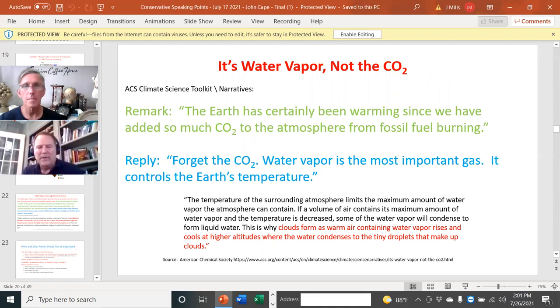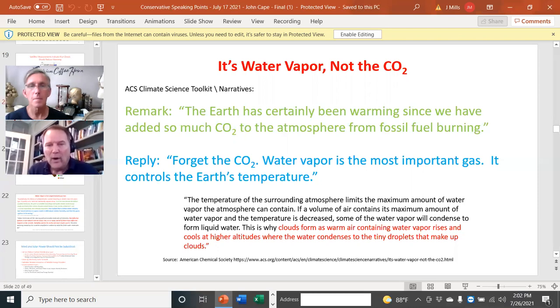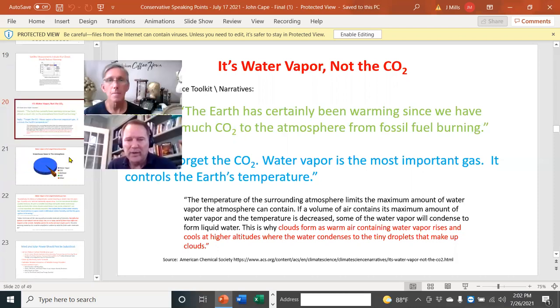This is from the American Chemical Society, and they had just a little discussion on their website. And the discussion says, remark: the Earth has certainly been warming since we've added so much CO2 to the atmosphere from fossil fuel burning. And the reply: forget the CO2. Water vapor is the most important gas. It controls the Earth's temperature. And these are guys that are understanding sort of how the chemistry of the atmosphere works.